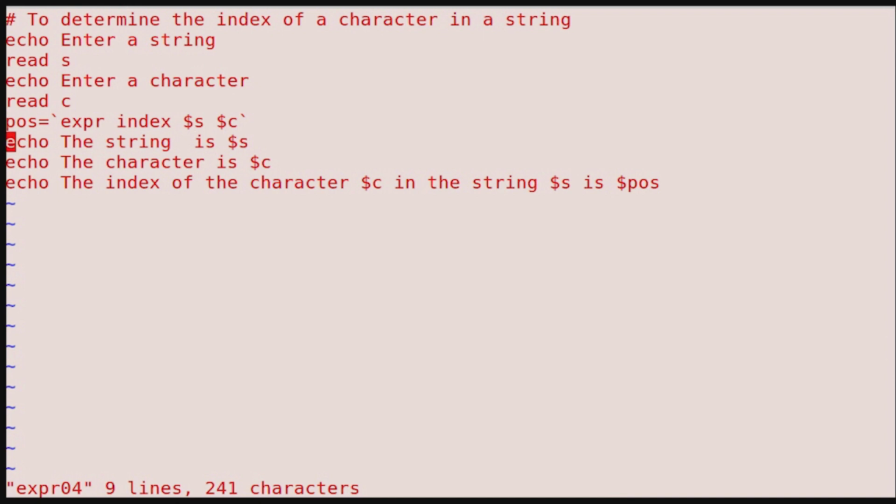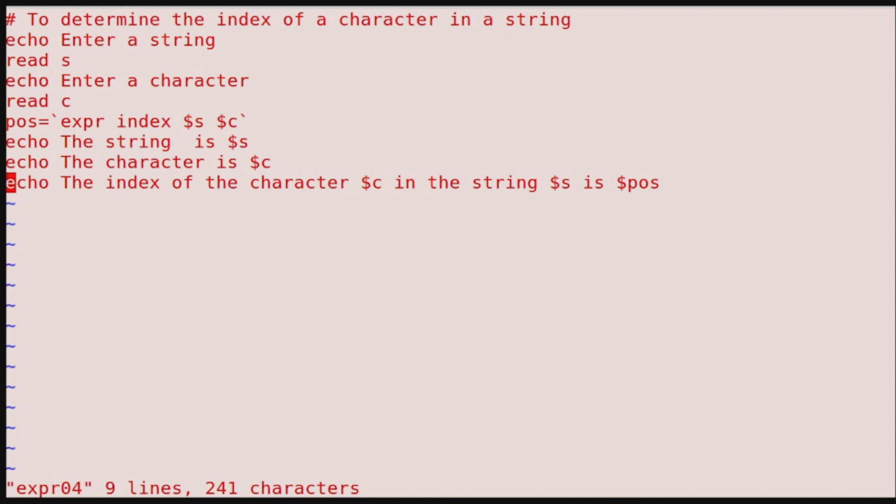The seventh line of the script is an echo statement: echo "the string is $s". This echo command will print the text "the string is" as it is, and then in place of $s it will print the string s. The eighth line of the script is also an echo statement: echo "the character is $c". This echo command will print the text "the character is" as it is, and in place of $c it will print the value of c.